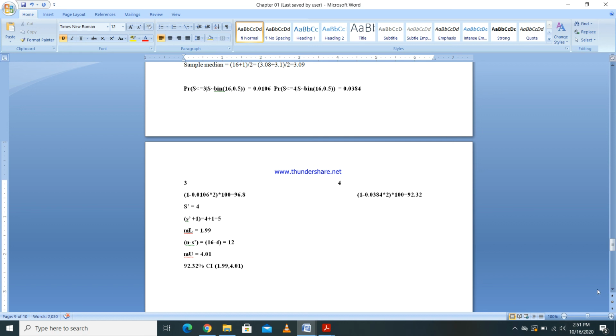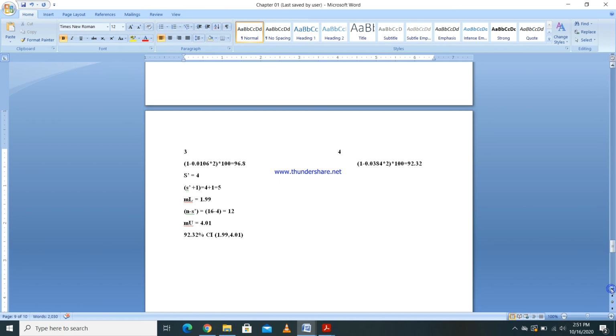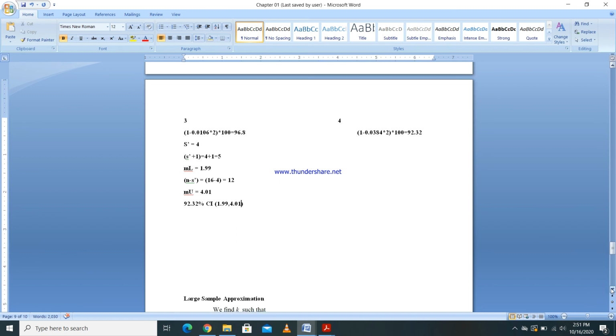Right? So the next thing is, what will happen? Now, I told you that when we have more than 15 data points in the sample, we can go for the large sample approximation. So if you have a large sample, we can apply the large sample approximation in order to find a confidence interval.